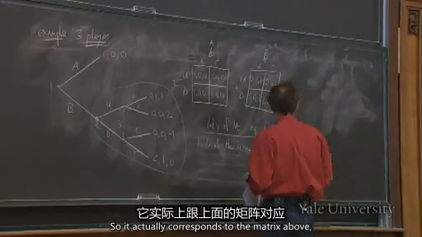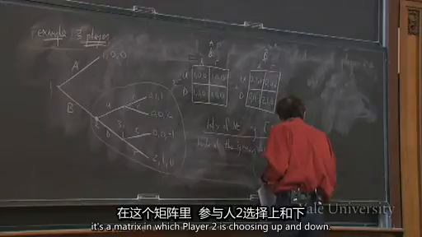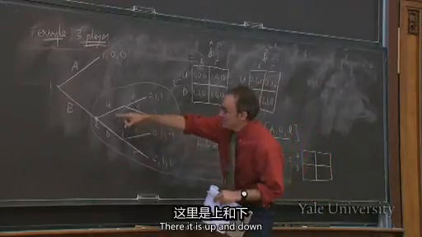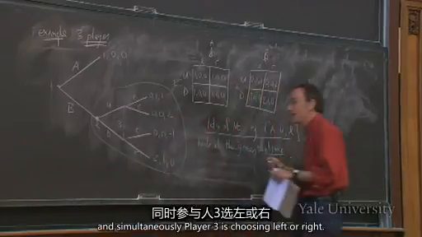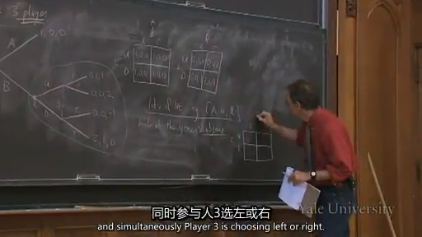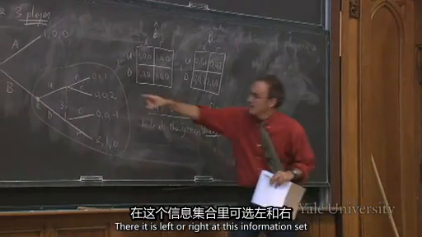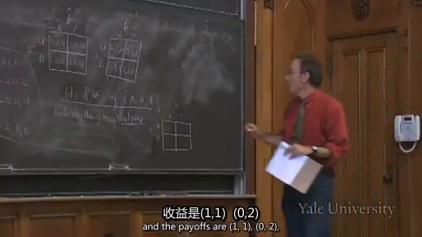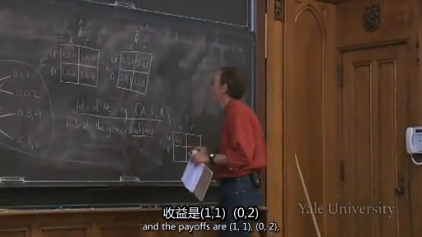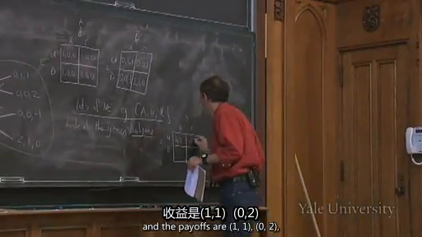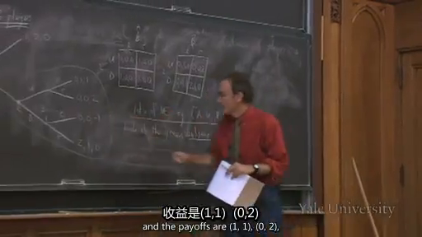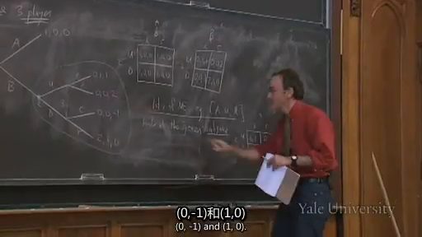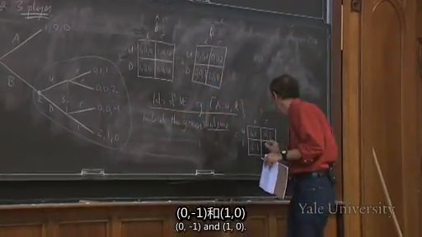So this corresponds to the matrix above. It's a matrix in which player 2 is choosing up and down. Here it is, up and down. And simultaneously, player 3 is choosing left or right. Here it is, left or right, at this information set. And the payoffs are 1, 1, 0, 2, 0, minus 1, and 1, 0.